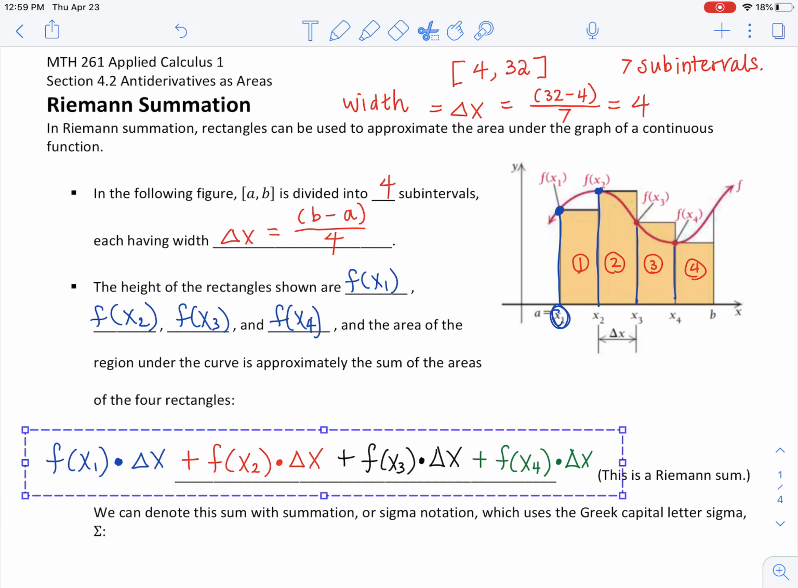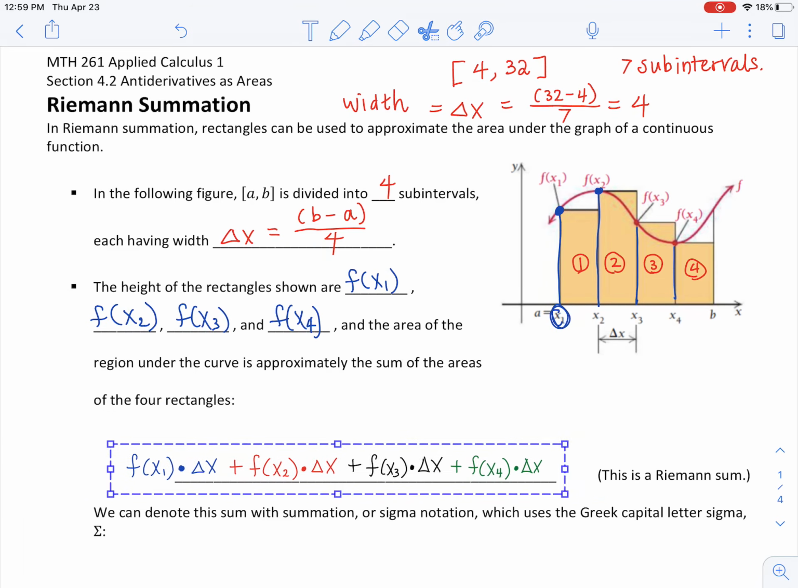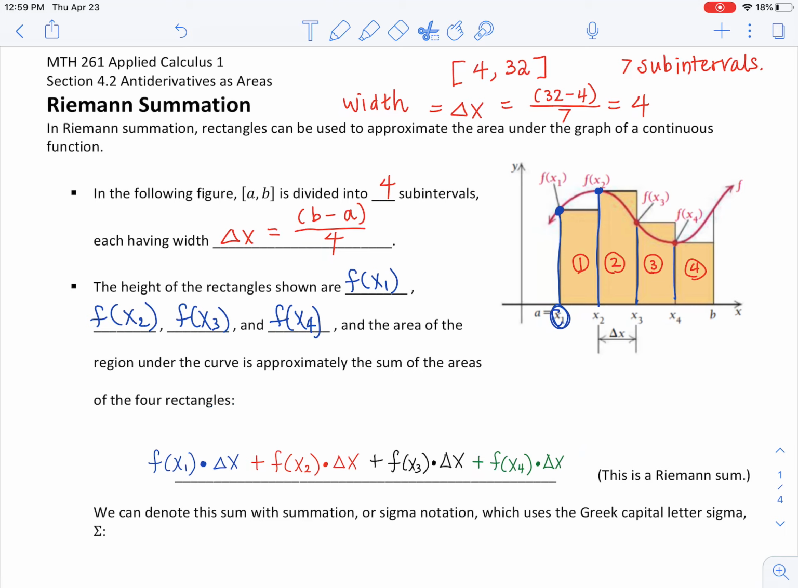Now I got 3 areas added up so far, right? Now I just need my fourth one. Fourth area is f of x of 4 times what? Delta x.